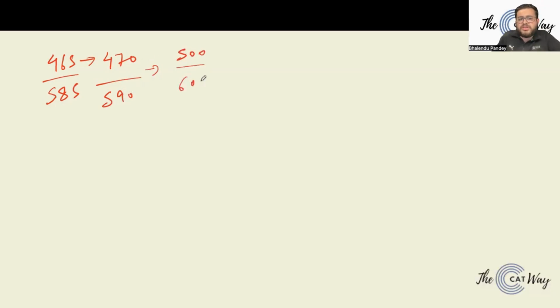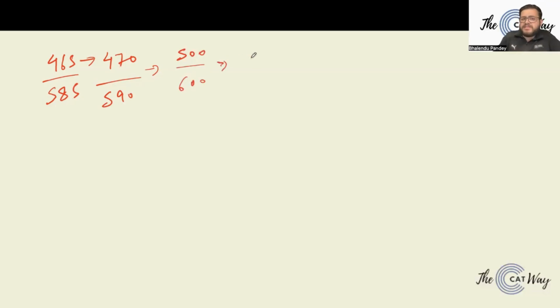All right. So let's say we have a value of 465 divided by 585. Let's say these are the values that I have. Right. So this value is very close to 470. This value is very close to 590. Something I can see is that these values are very close. This is going closer to 500. This is going closer to 600.